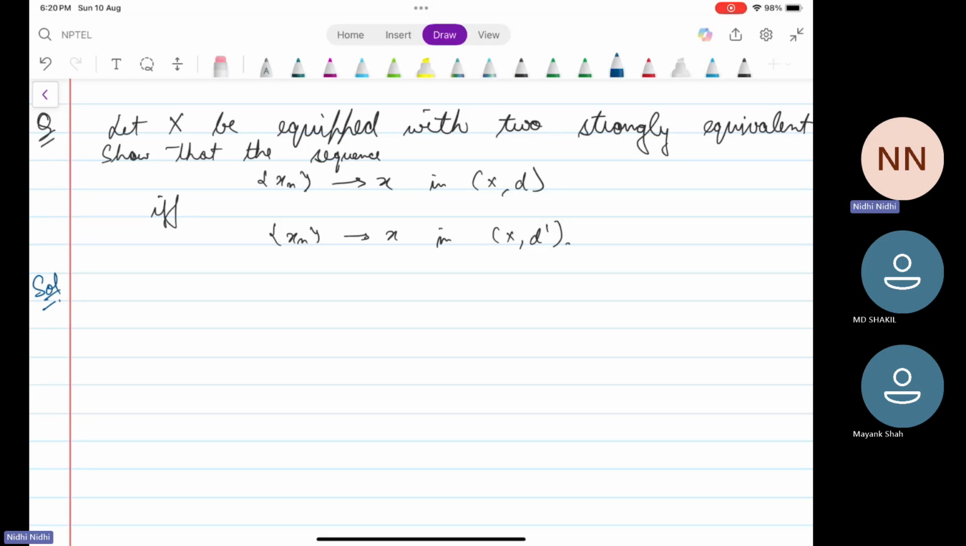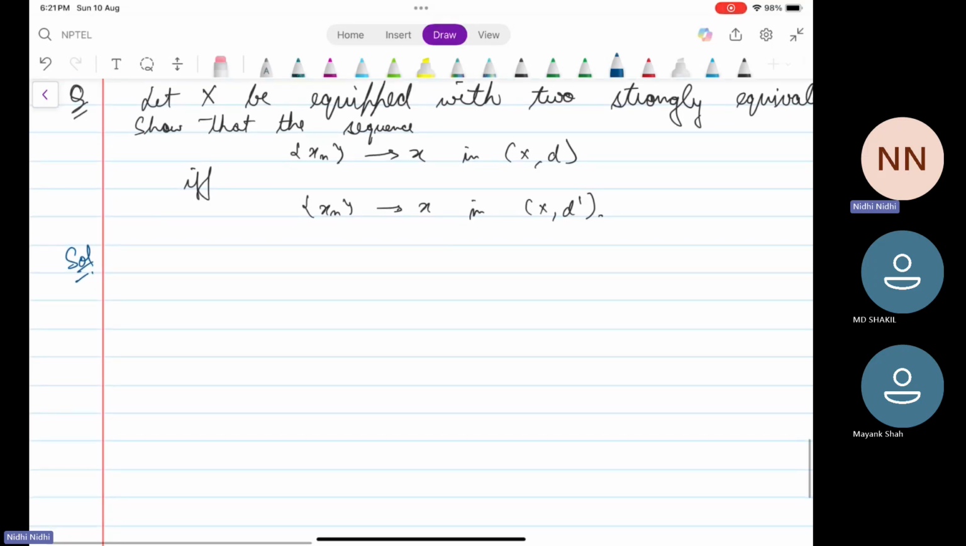So, any idea? Okay, we will start with convergence in one metric and then try to see what can be done for the other one. So since d and d' are strongly equivalent, then we know that there exist some alpha, beta.